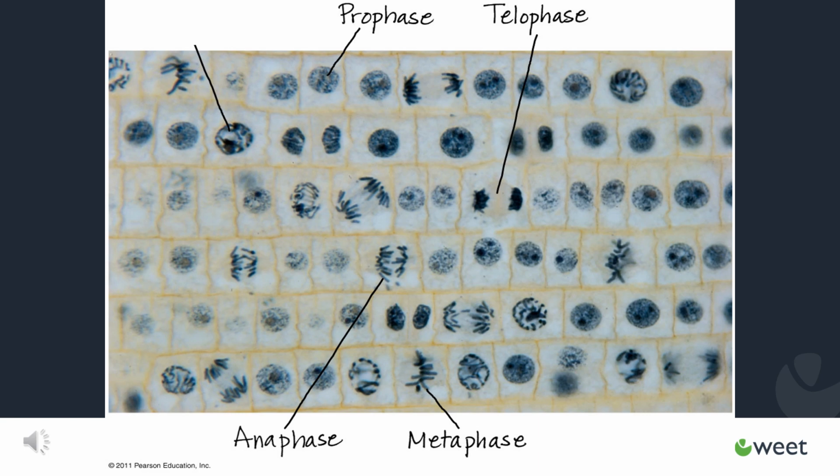Okay, here we can see prophase up there. Telophase here. Then, anaphase. As you can see here, the sister chromatids are already separate and move to opposite poles. Now we can call them daughter chromosomes. And the last one is metaphase.